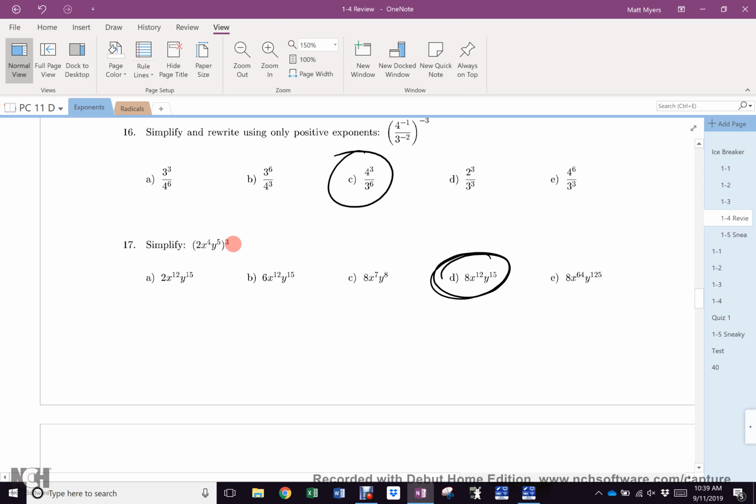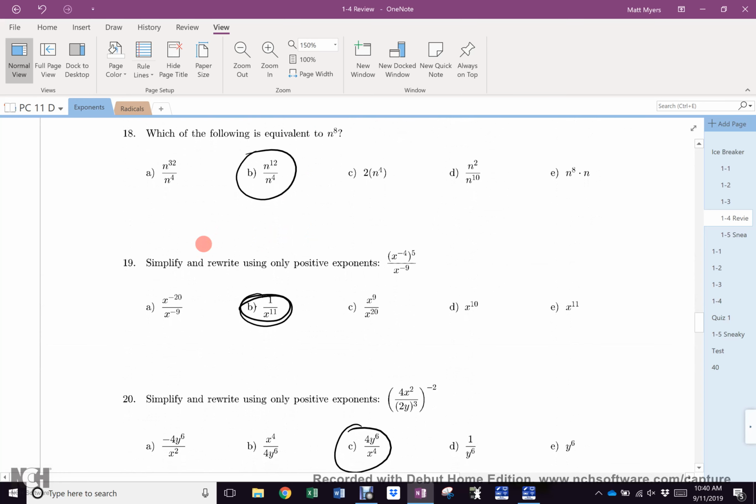The cubed has to go to everything, right? So since this is all part of the base, there's x to the 4th, but it's 3 times. So that means I need 4, 8, 12 of them. You add it across the brackets. You only add when you're multiplying, not when you're raising a power to a power.